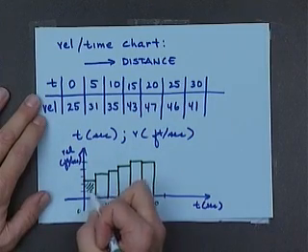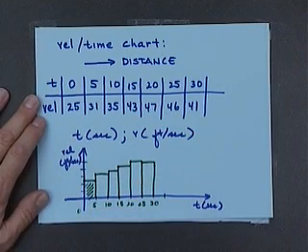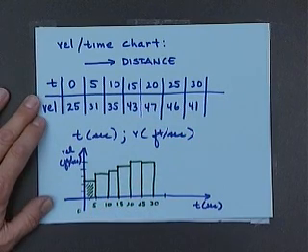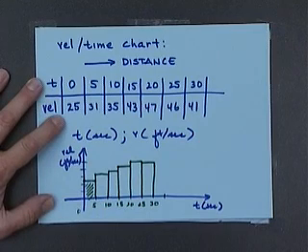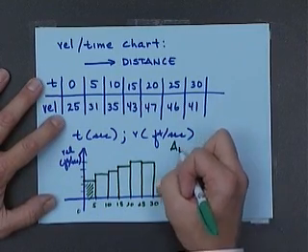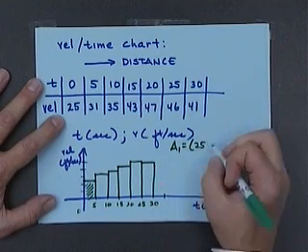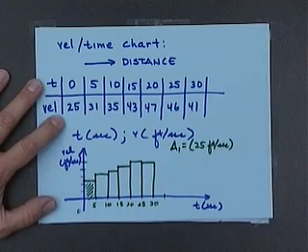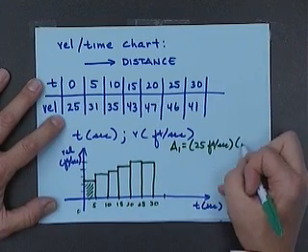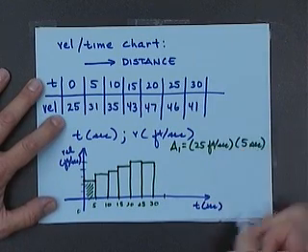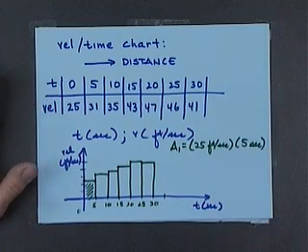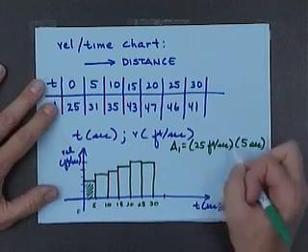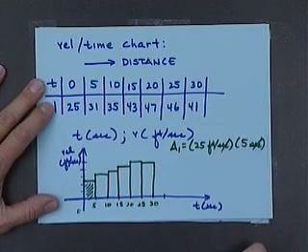Let's take this first rectangle. How tall is that rectangle? 25. But it's 25 something. 25 what? It's 25 feet per second. And how wide is that first rectangle? It's 5 seconds. What do you get when you multiply feet per second by seconds? You get feet. These knock out, right? Seconds in the numerator, seconds in the denominator.